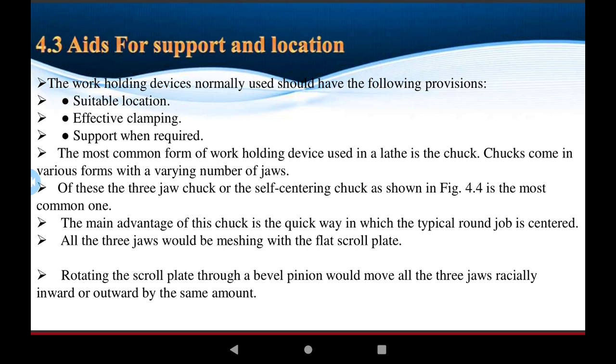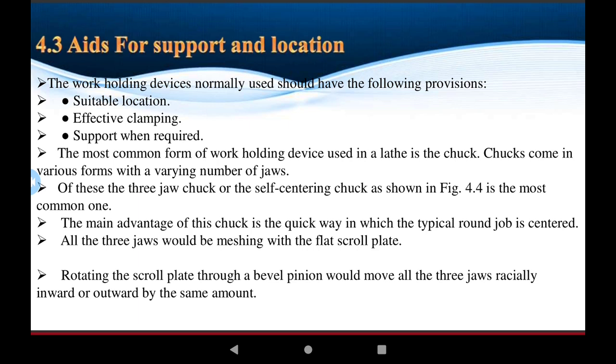The lathe chuck also depends on the machine, and comes in various forms, varying in the number of jaws. There are three jaw chucks and four jaw chucks. The four jaw chuck is very strong, and the holding of the workpiece is stronger, and it is required for special purpose operations on the machines. The three jaw chuck holds the workpiece for medium work.